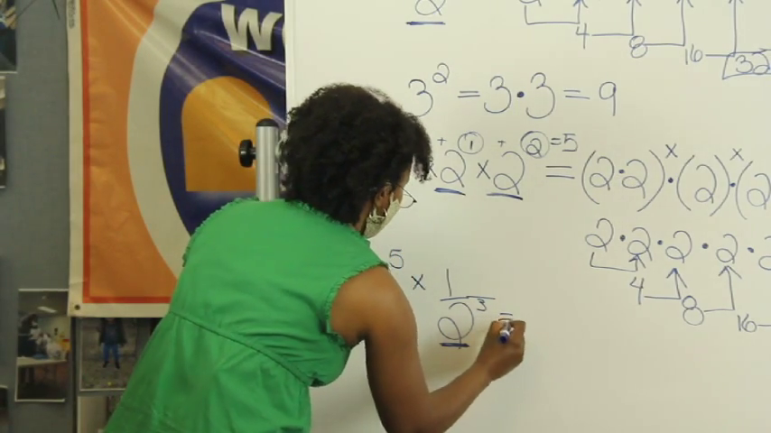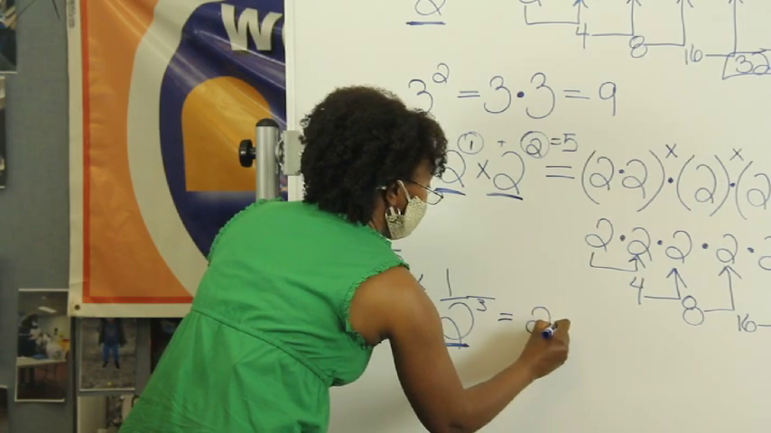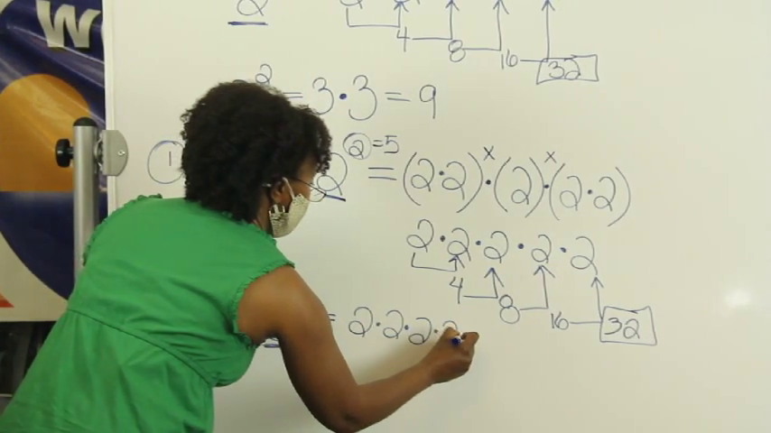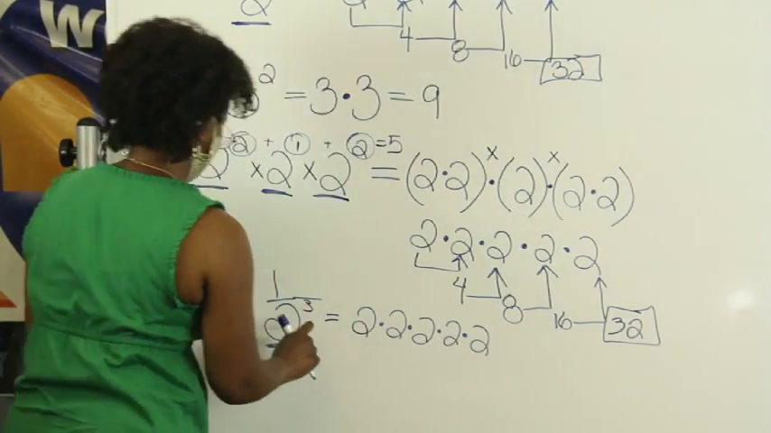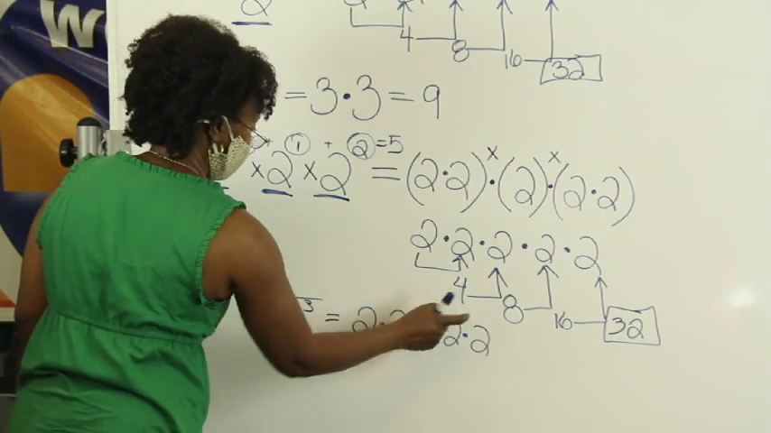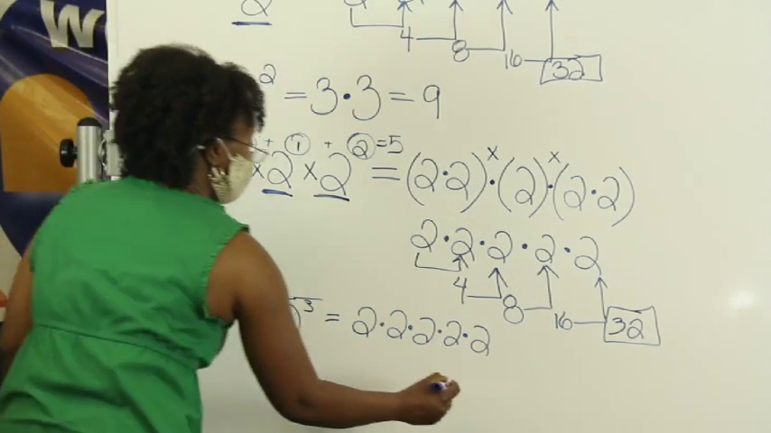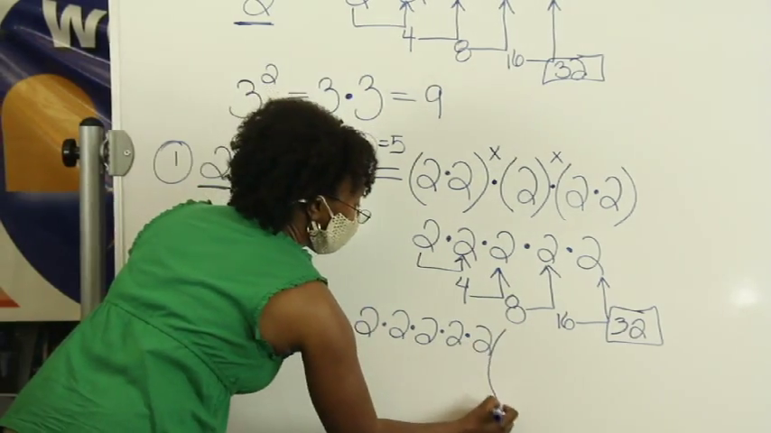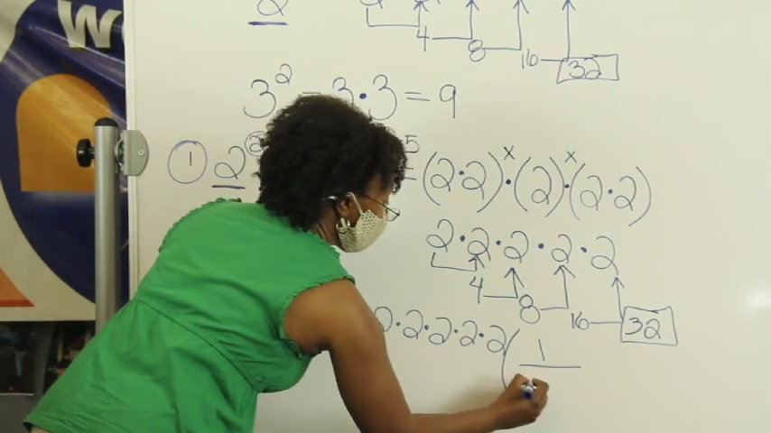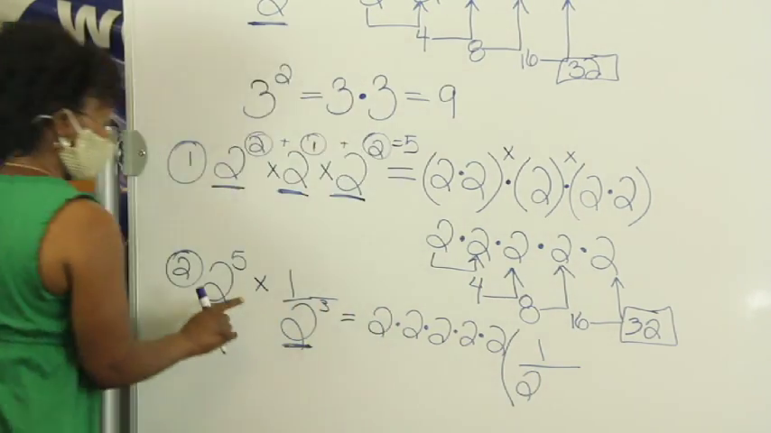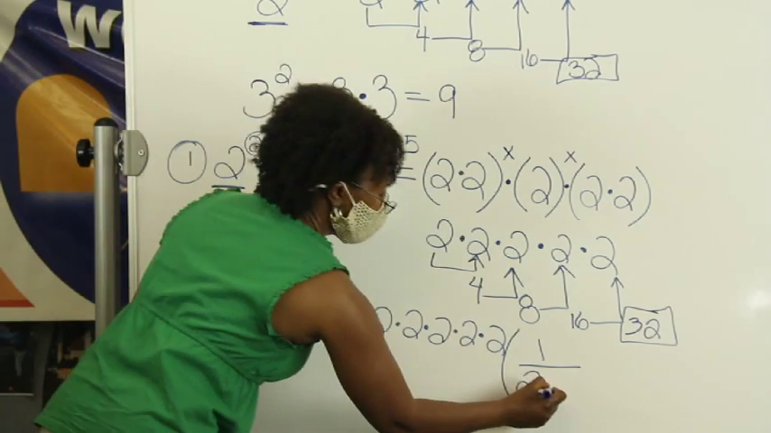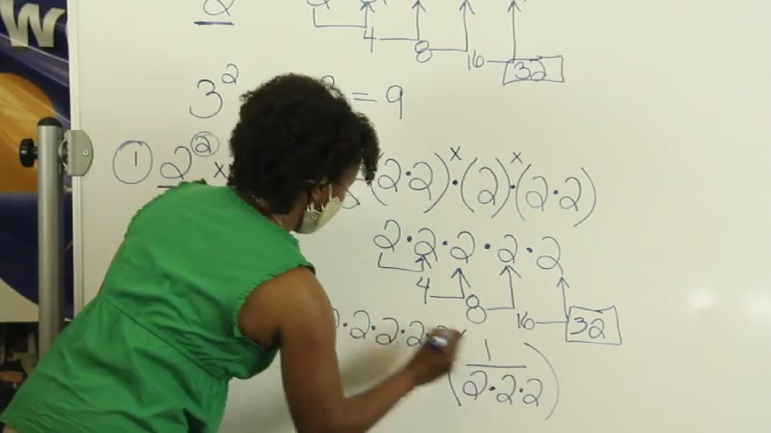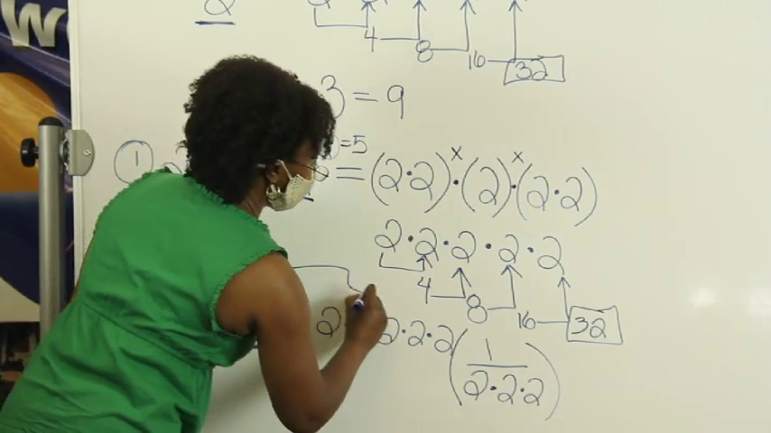I'm going to have to go a little bit lower here. 2 times 2 times 2 times 2 times 2. Let's make sure we got them all. It's to the 5th power. 1, 2, 3, 4, 5. We do. And then we'll do 1 over 2 to the 3rd power. 1, 2, and 3. Let me put a little line right here so you don't get confused.